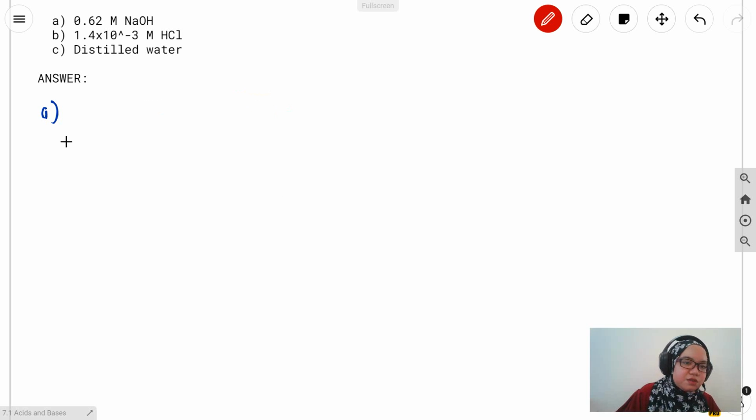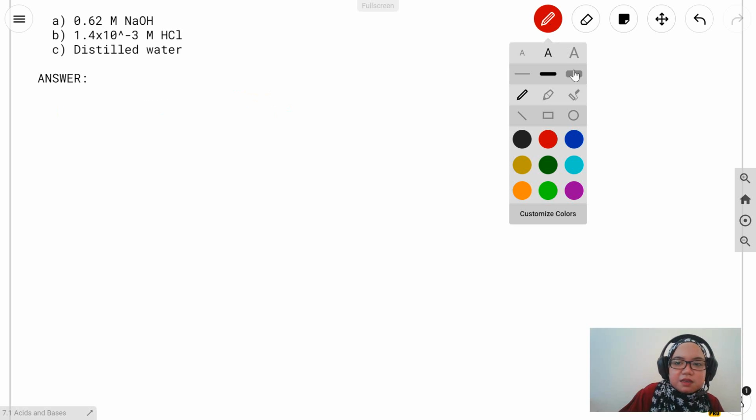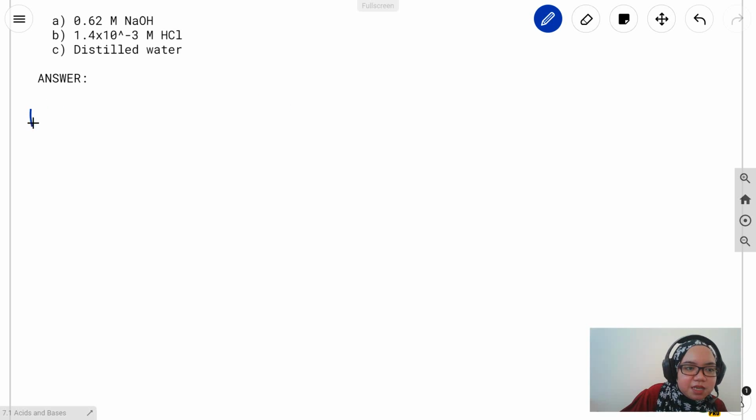Okay. So now we are going to look at question B. Question B asks about 1.4 times 10 to the power of negative 3 molar HCl. So we know HCl is a strong acid, right? But although we already know, it wants us to show it, right? We already know it's an acid, not a base, but it wants us to show it. So we have to show it, right?